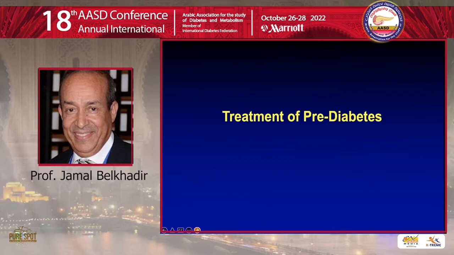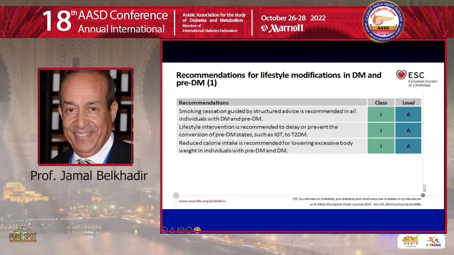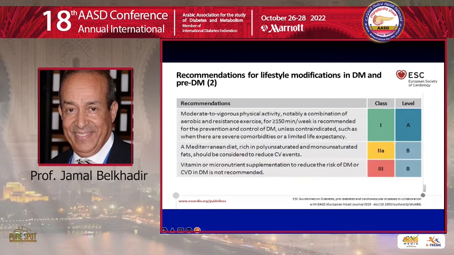What about treatment of prediabetes? What treatment strategy improves outcomes in asymptomatic adults with prediabetes? It's sure that lifestyle modification, Mediterranean diet, and using metformin are good things for treating prediabetes. In the European Society of Cardiology guidelines, lifestyle in diabetes and prediabetes was recommended class 1 with level A, such as smoking cessation and reduced intake of calories. Physical activity was also recommended class 1 with level A.